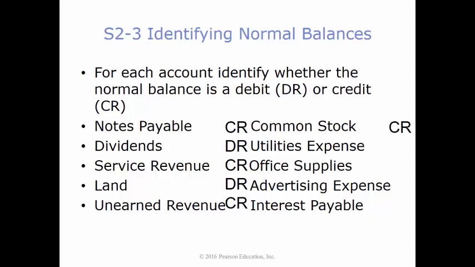Utilities expense is an expense account which decreases retained earnings, which is part of equity, so it has a normal debit balance. Office supplies is an asset. Assets have a normal debit balance. Advertising expense is an expense account. It decreases retained earnings, so it has a normal debit balance. Interest payable is a liability. Liabilities have a normal credit balance.